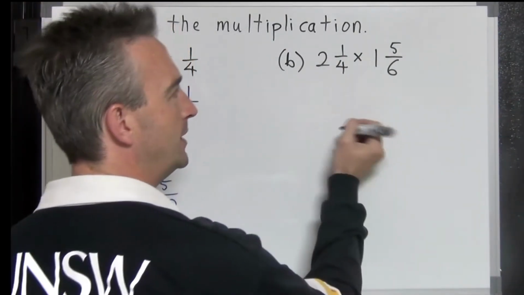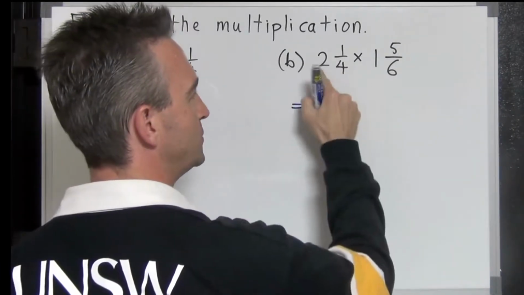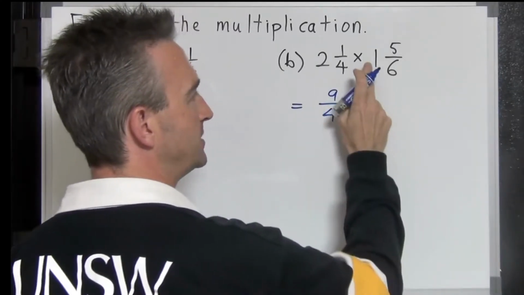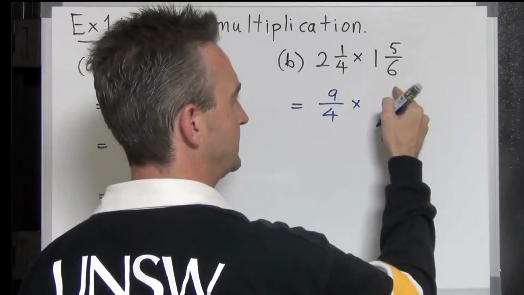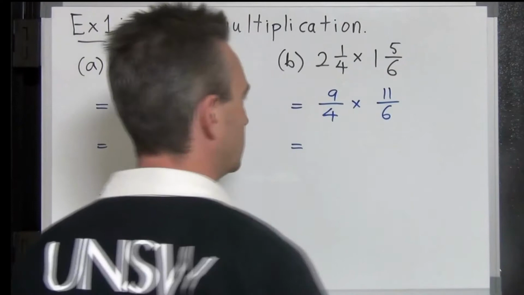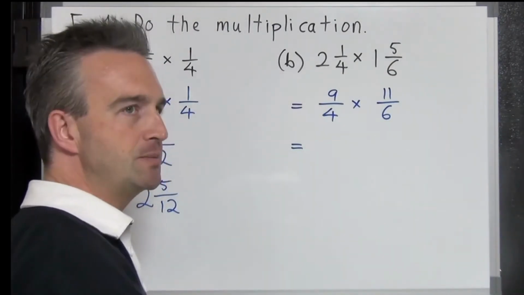2 1/4 times 1 5/6. Let's convert these to improper fractions. 2 4s are 8 plus 1 is 9 over 4 times 1 and 5/6. 1 6 is 6 plus 5 is 11. 9 over 4 times 11 over 6. We can cancel some stuff here.